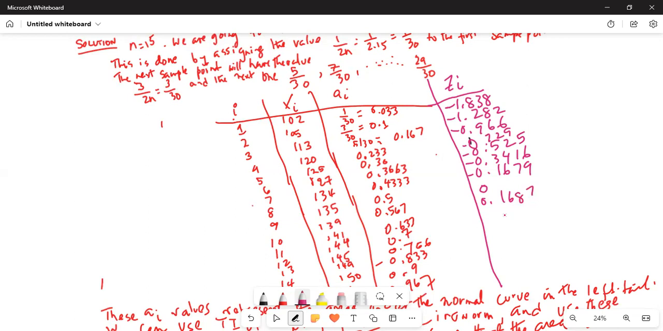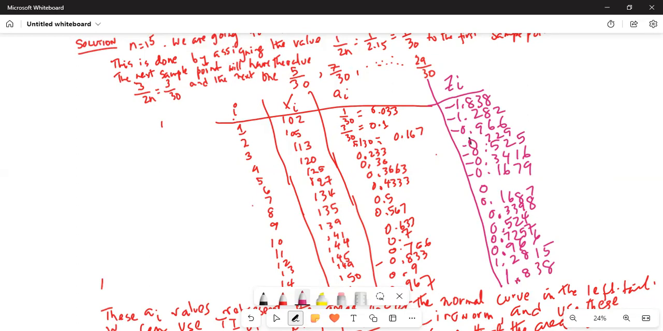0.1687. Next one is 0.3398. Next one is 0.524. Next one is 0.7257. Next one is 0.966. Then 1.2815. And the last one is 1.838. Okay.